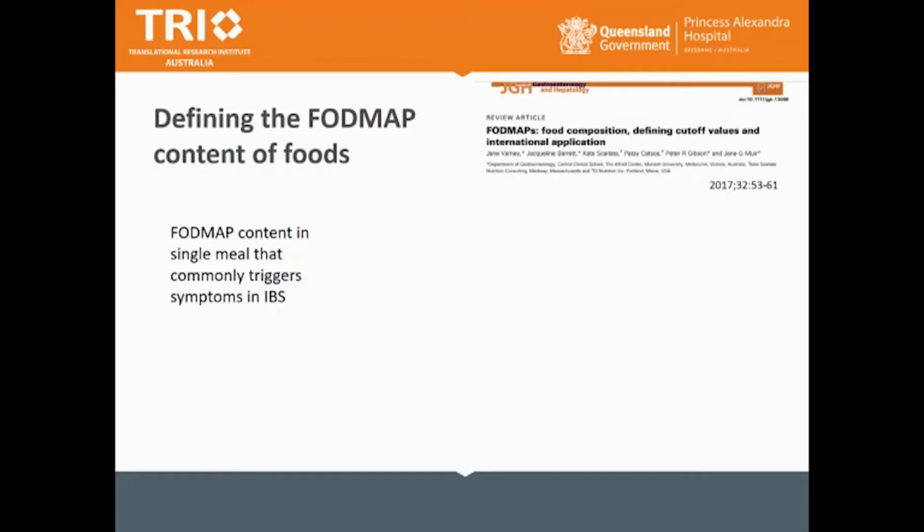So what determines whether a food is considered high FODMAP or low FODMAP or medium FODMAP? This group at Monash University in Melbourne that I mentioned earlier have published this paper recently and have actually set out the cut-offs for what determines a food to be high FODMAP or low FODMAP. And they're really based on a lot of clinical experience and looking at the FODMAP content in a single meal that would commonly trigger symptoms in patients with irritable bowel syndrome.